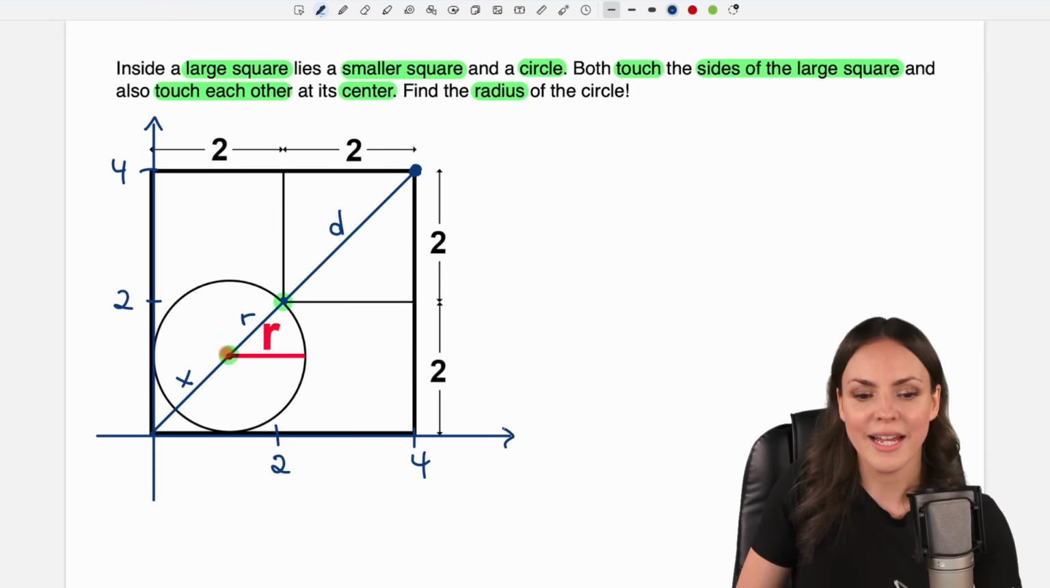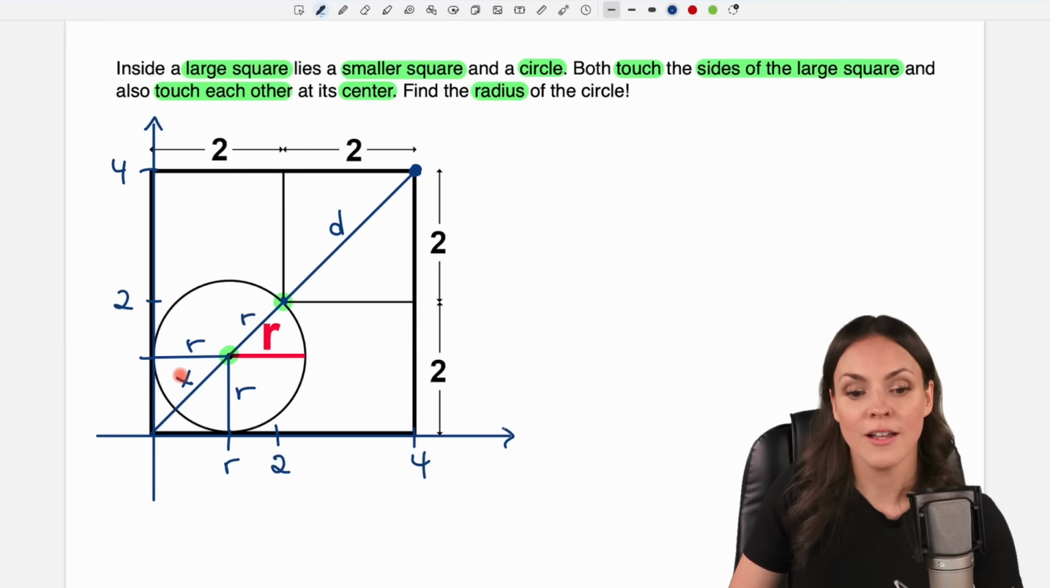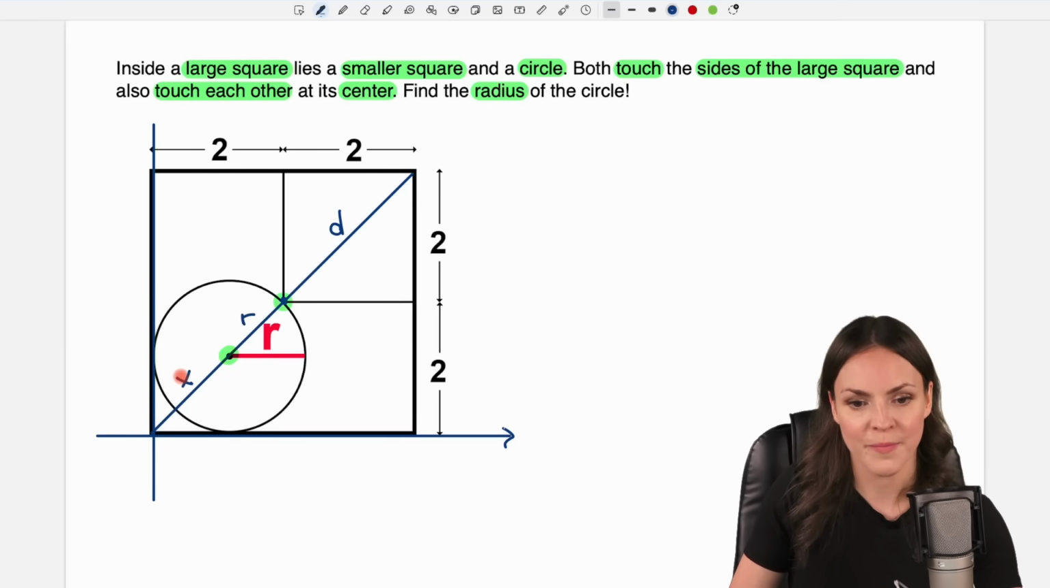So which coordinates do I have here for the center of my circle? Well, if I look at this distance here, this is the radius of my circle. And the same here, from the center of the circle to the edge of the circle, this is my radius. So the coordinates of the center of my circle are r and r, so they have the same x and y coordinate. So the center of the circle lies automatically as well on the diagonal through the square.